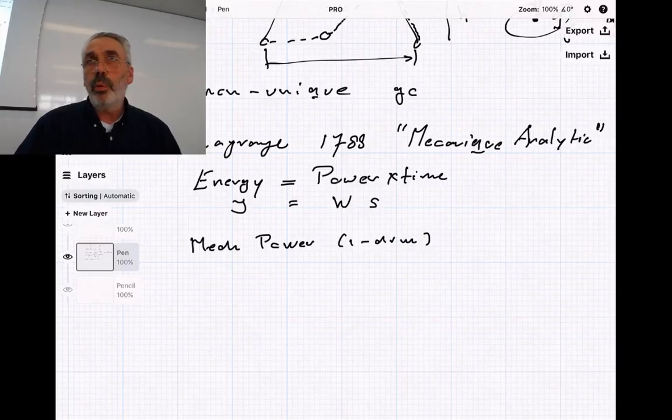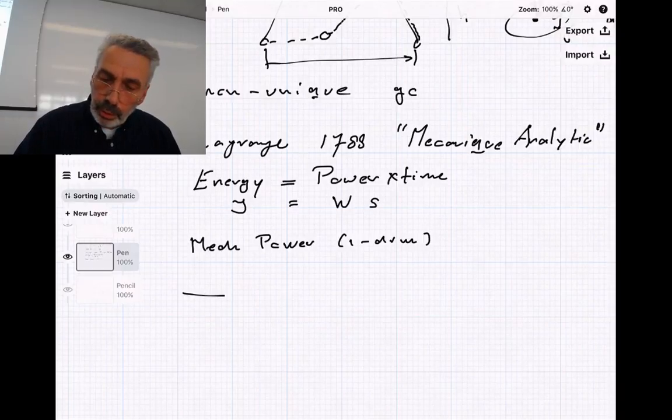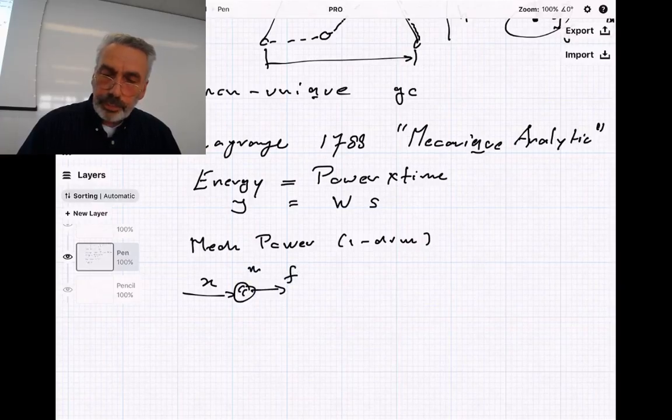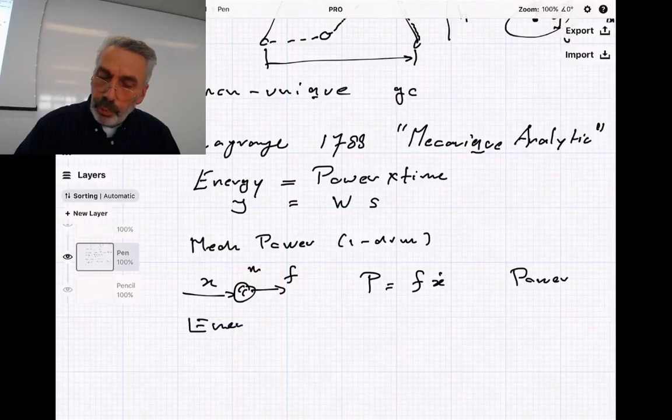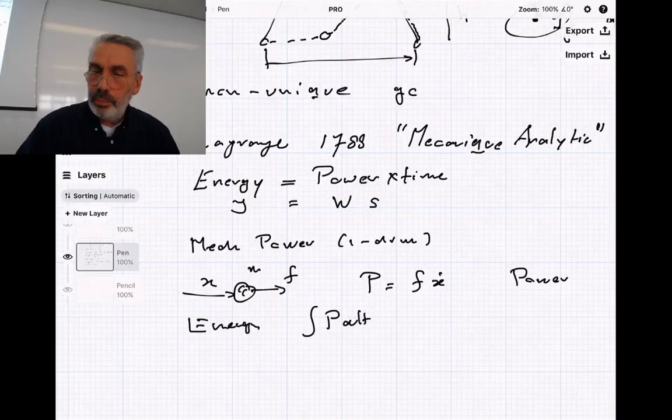So I have a force and I have a mass at a location. So I have a distance, I have some mass, and I have an applied force. And then how does it go? Well, power is defined as force times velocity. Super simple. And then energy is of course the sum over time of that, so that's the integral of power with time.